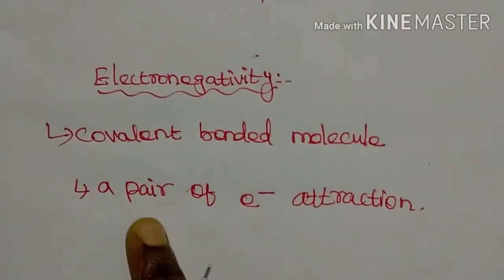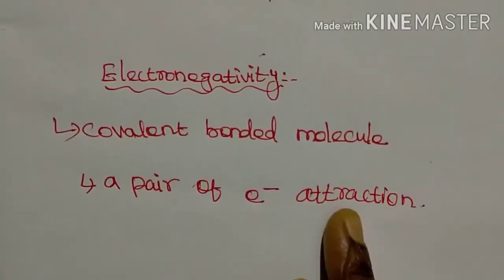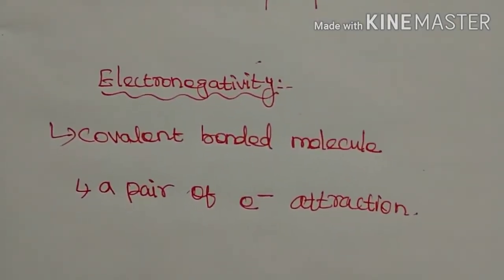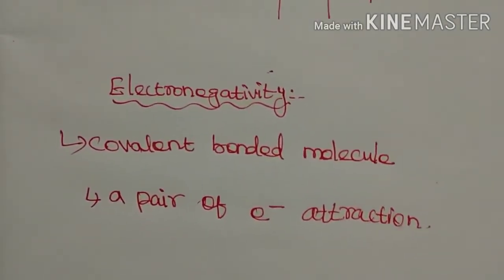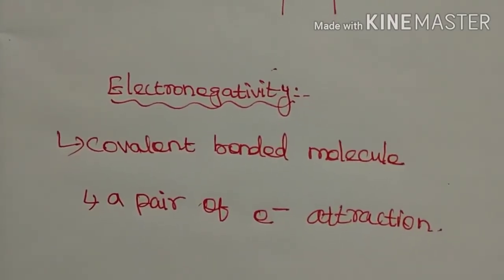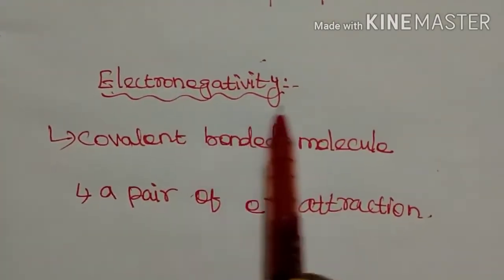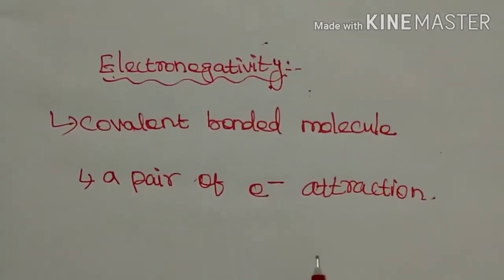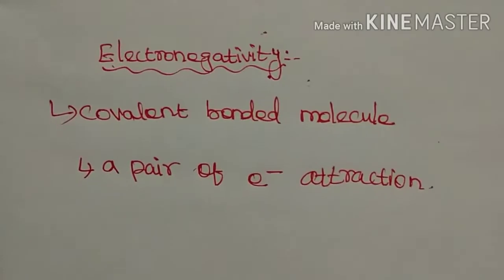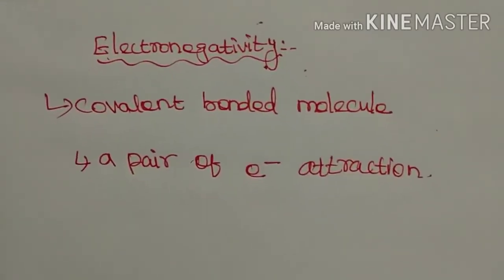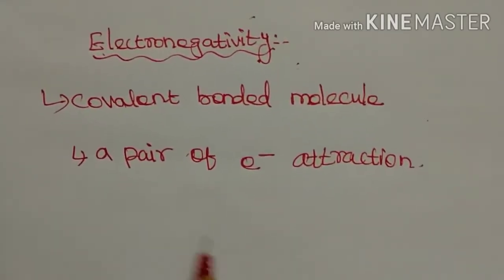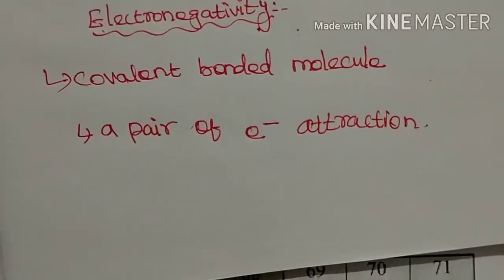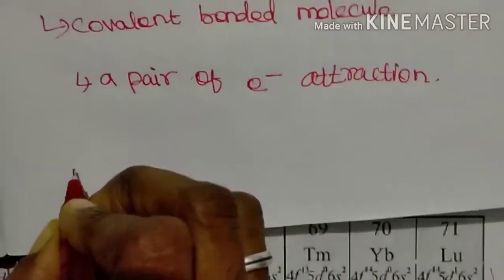In covalently bonded molecules, an element attracts a pair of electrons. So for the elements present in a covalent bond, the ability to attract the pair of electrons is called electronegativity. Electronegativity is not a measurable quantity. However, we can calculate it by Pauling's method, and he proposed one equation to calculate electronegativity.